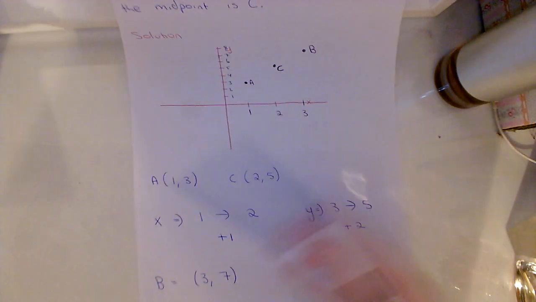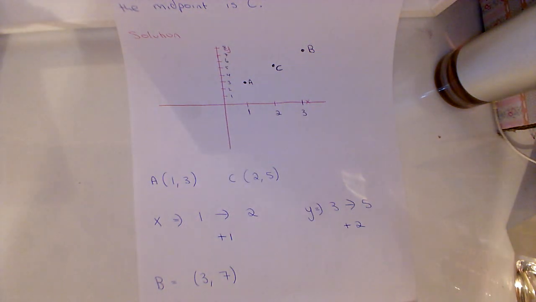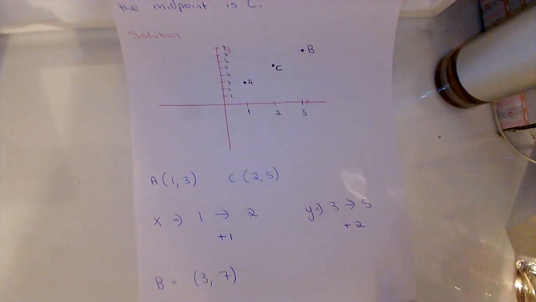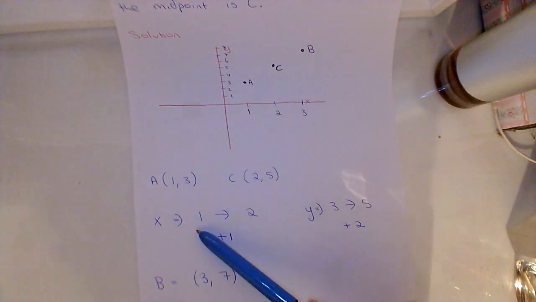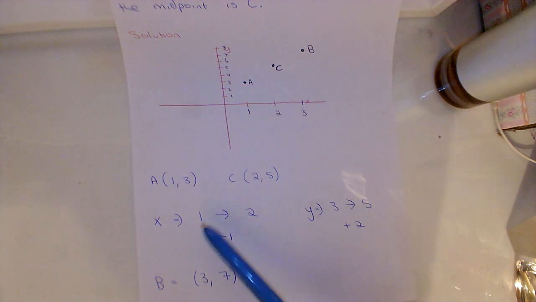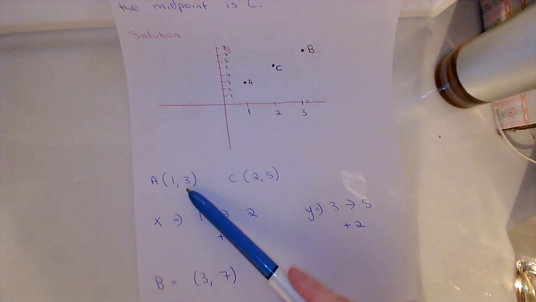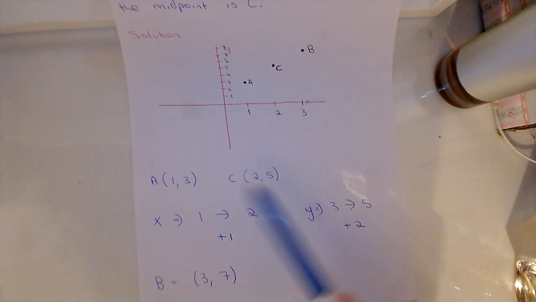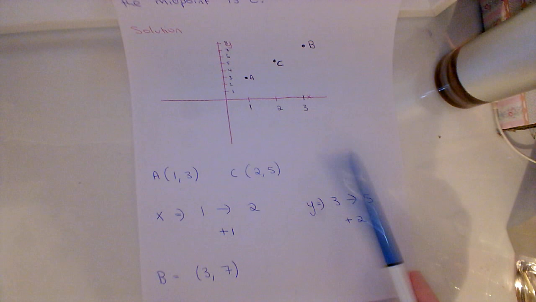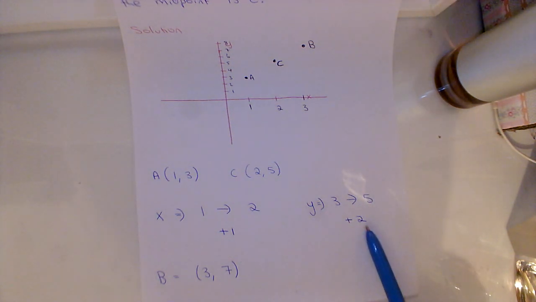If you look here, along your horizontal line in your plane is always your x-axis, and then your vertical line is always your y. So this is your x, this is your y. In A, my x is 1, and in C, my x is 2. It's increased by plus 1, so how I got from 1 to 2, I added 1. And then for y, in A my y is 3, and in C my y is 5. To get from 3 to 5, I increased by 2. So to go from A to C, and then to go to B, I need to increase my x by 1, and I need to increase my y by 2.